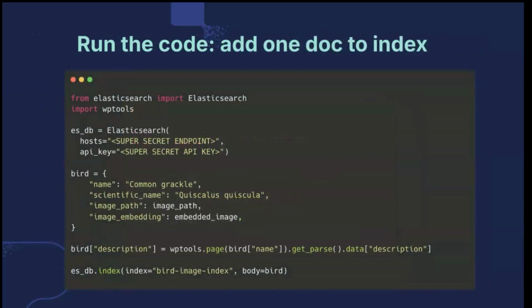Now, with Elasticsearch, I connect to it. I create a simple dictionary with my bird information, so name, scientific name, image path, image embedding. And then I also include the bird description by calling WP tools, and that's the little script to actually pull the description out of that Wikipedia entry for that bird. And then lastly, I call es.index. I state which index I want to use, and I just throw the bird into the body. Sounds a little bit weird, but basically I just pass the bird in. So this is just one document into the index.